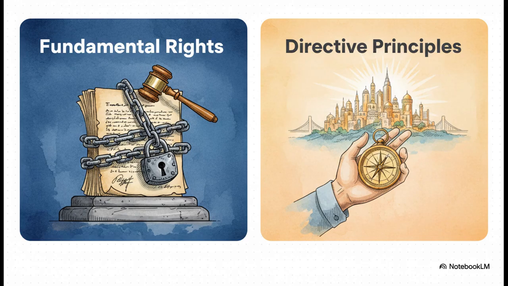Now, this comparison is absolutely key to understanding how the Constitution works. On one side, you've got fundamental rights. These are the legally binding must-dos for the government. On the other side, you have directive principles. Think of these more as guidelines, the state's aspirational to-do list for building a better, more just nation. You can't sue the government over them, but they're meant to guide every law that gets made.